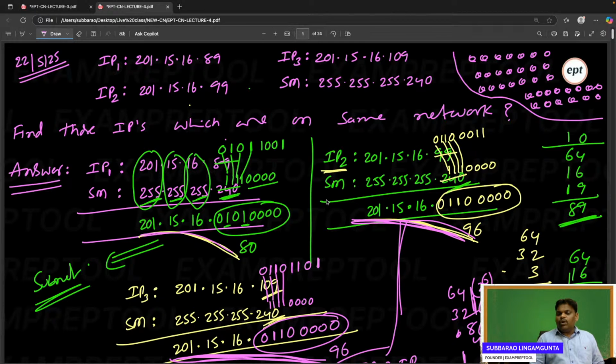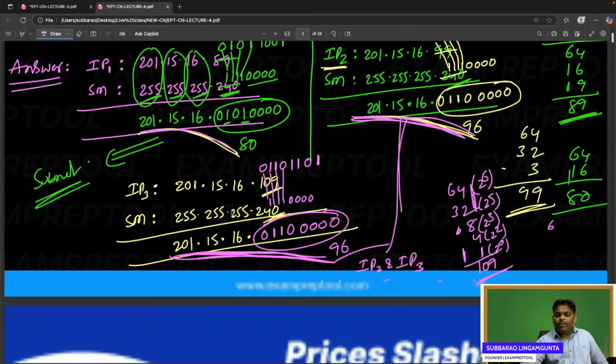The next question they will give is: some IPs are given, and one subnet mask is also given. With respect to the given subnet mask, which IPs belong to the same network or same subnet? I did IP1 with the subnet mask and got one subnet ID. IP2 with the subnet mask gave one subnet ID. IP3 with the subnet mask gave one more subnet ID. IP2 and IP3 contain the same subnet ID, meaning they belong to the same subnet.